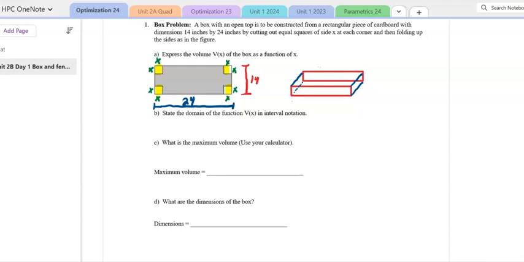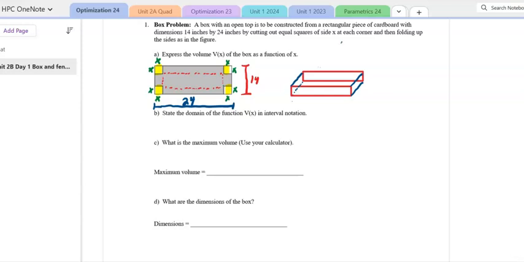Hello, honors pre-calculus students. Today's learning target is to maximize the volume of a rectangular prism. The setup of this problem is we had a piece of paper that is 14 inches by 24 inches, and you're going to cut out a little square that I highlighted in yellow from each corner, and I called that X. Then, if you were to fold after you cut it out, the paper along these dotted lines here, you will then make a rectangular prism, which I drew on the right-hand side.